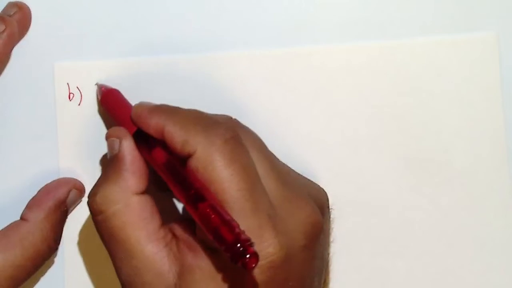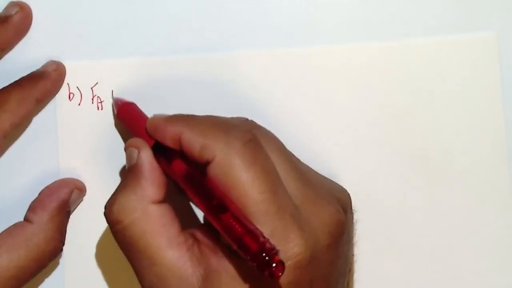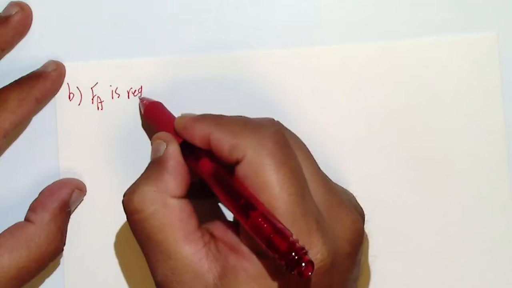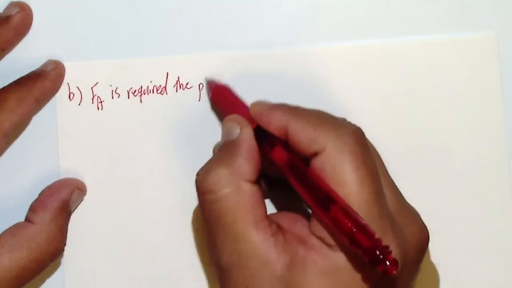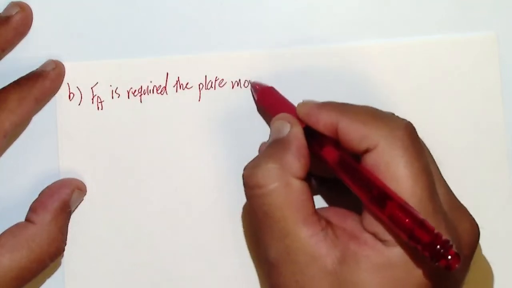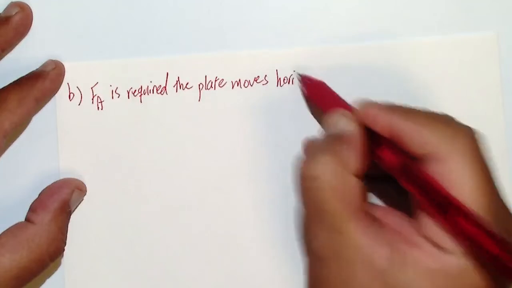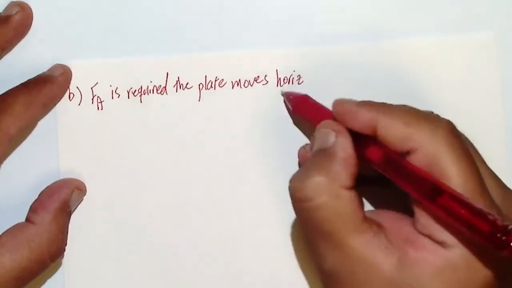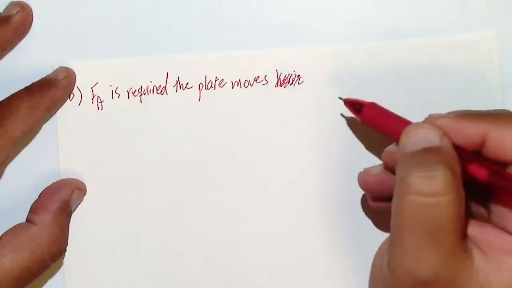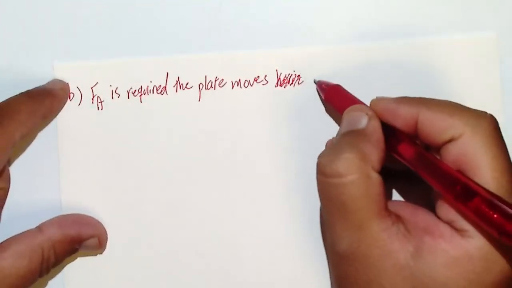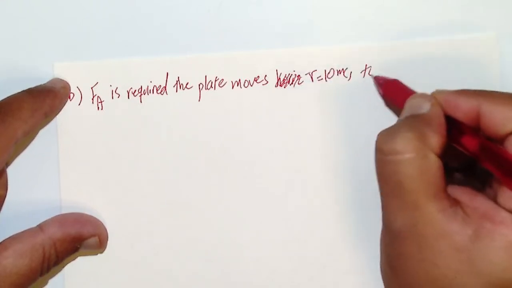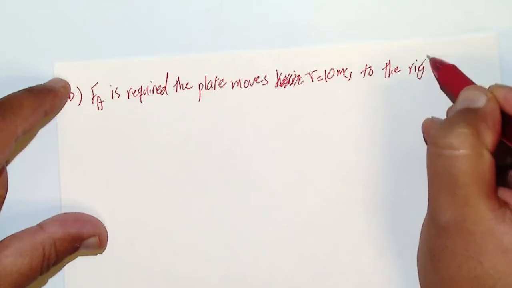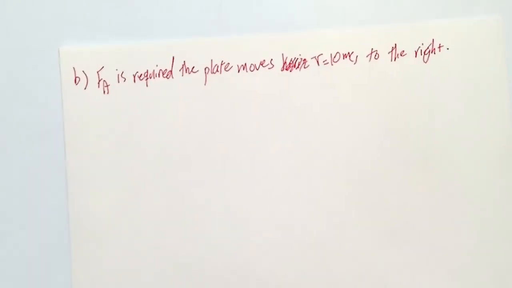Let's write it down, that is part B, and FA that is required so that the plate moves with v of 10 meters per second to the right. Okay, so that's the question.